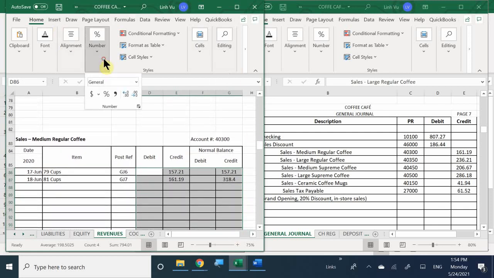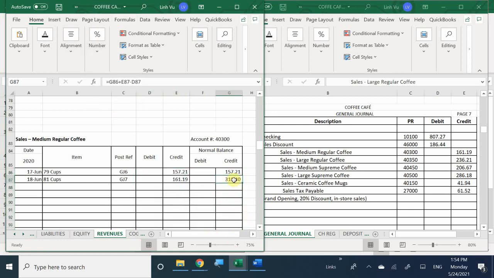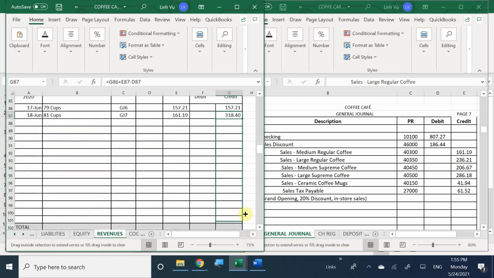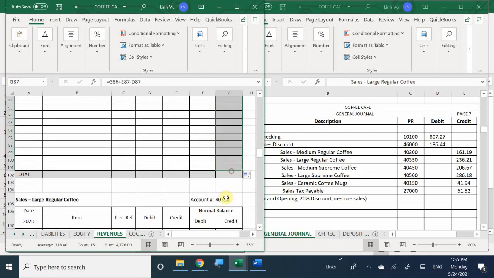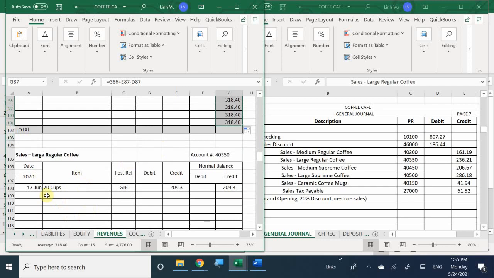Again, if you format your cells accordingly, they should be reflecting. If not, take the time to do it as you go. That's what I'm going to do. Instead of dragging them all the way down, I'll just do it for this class, and hopefully you get the same answers as me. There we go. Moving on to the next one.